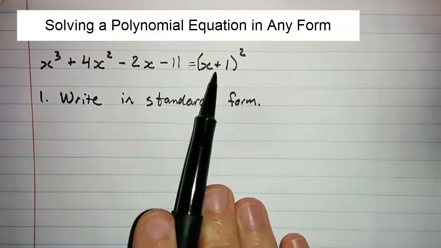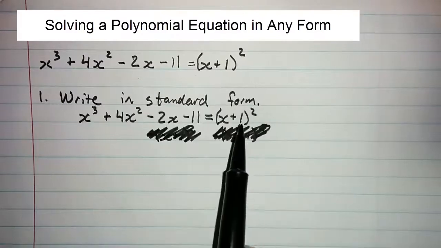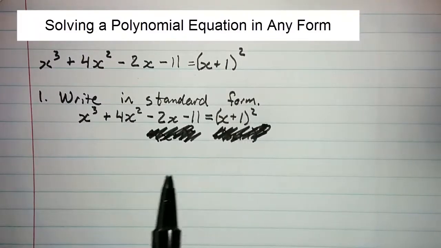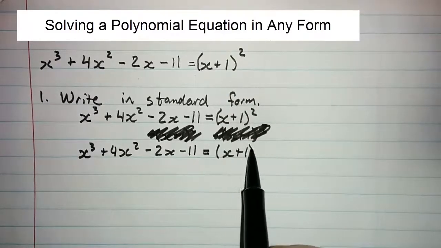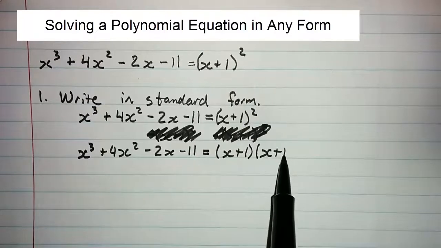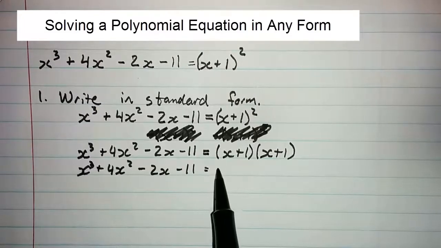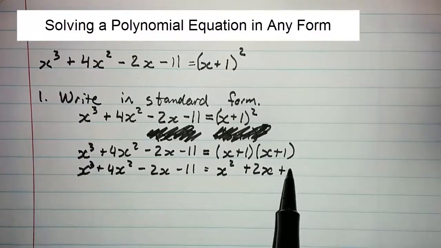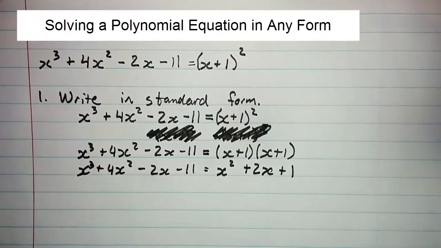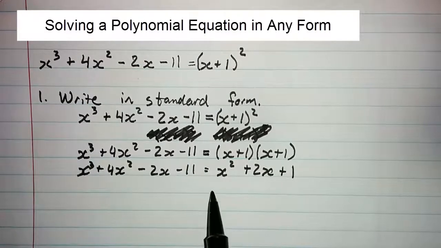So I think what we need to do is get rid of this guy. I think we'll make it easier on ourselves if we multiply this out first. Let's see, that'll be x plus 1 times another x plus 1. So x squared plus 2x plus 1. All right, well now we need to get rid of every term on this side.